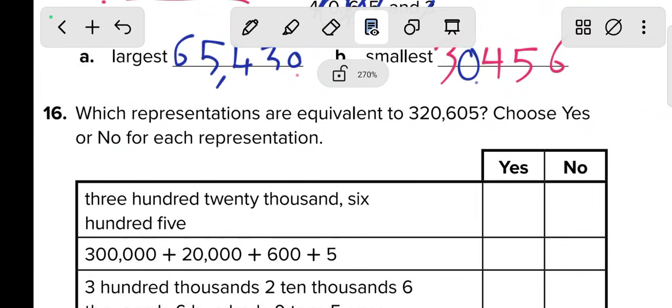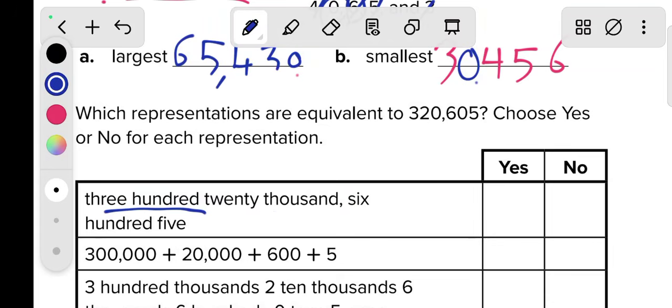Which representations are equivalent to 320,605? Choose yes or no. Okay, 320,000 and 605, it's true. 320 thousand and 605, it's true too. Because 300, it's 300,000. 2 and 4 zeros, yes. 6 and 2 zeros, yes, and 5, good.